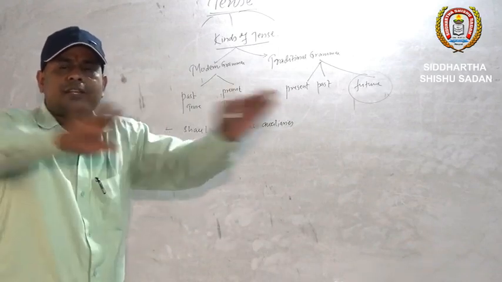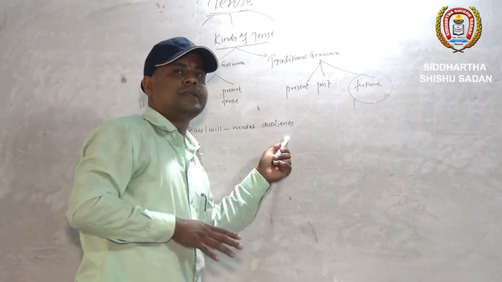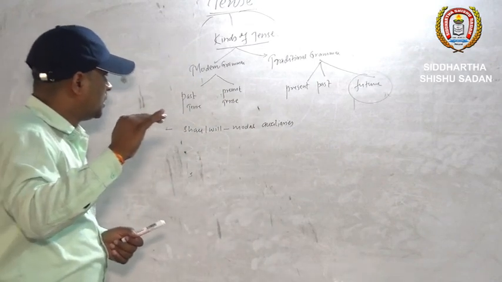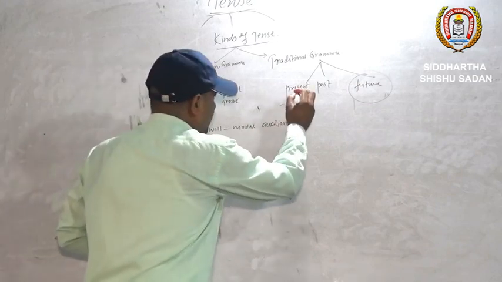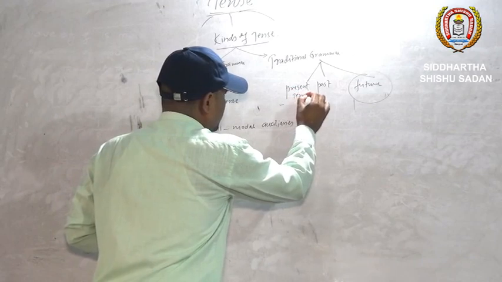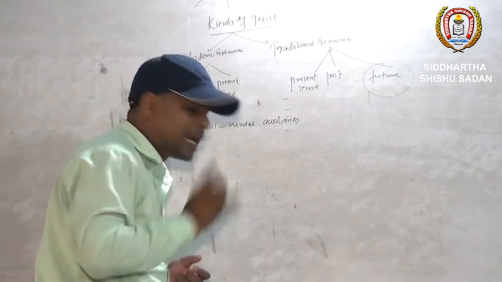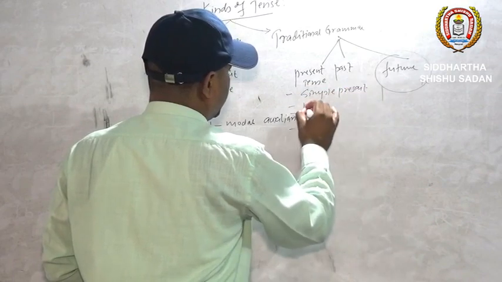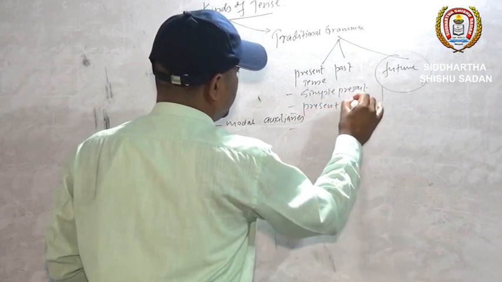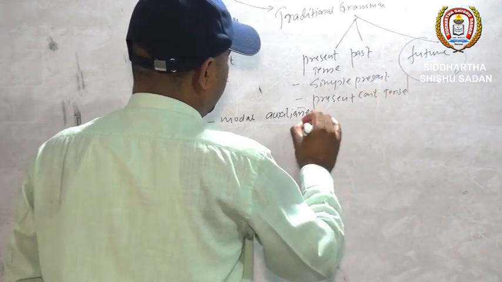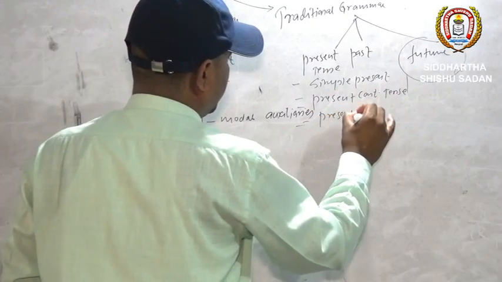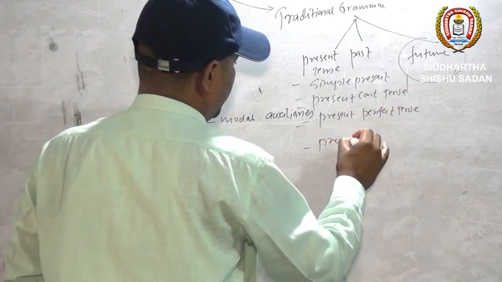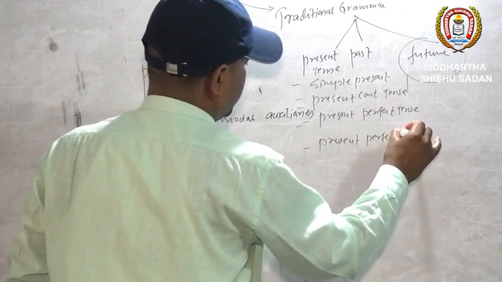And each tense has been divided into further 4 subdivisions. I would like to write about them all together. Present tense has 4 categories. Simple present, you know this. Simple present, present continuous tense, present perfect tense, present perfect continuous tense.